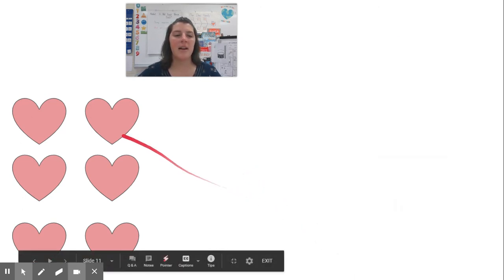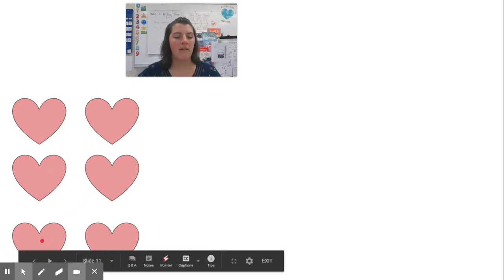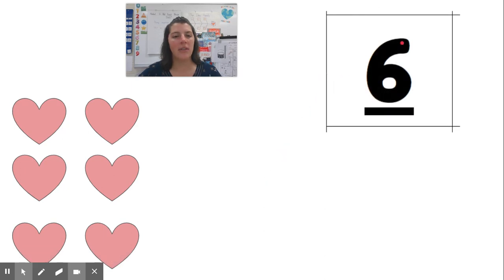Let's count together. 1, 2, 3, 4, 5, 6. Find the number card that shows 6. There it is. We learned that number yesterday too. Curve down and curve it up.